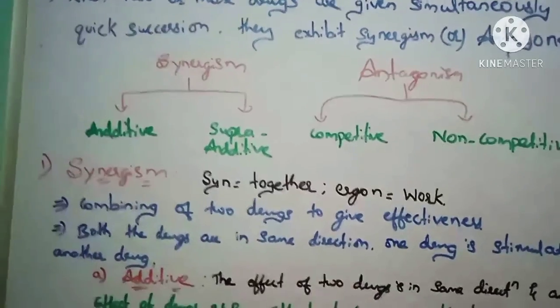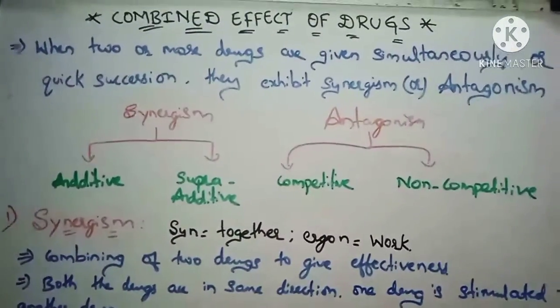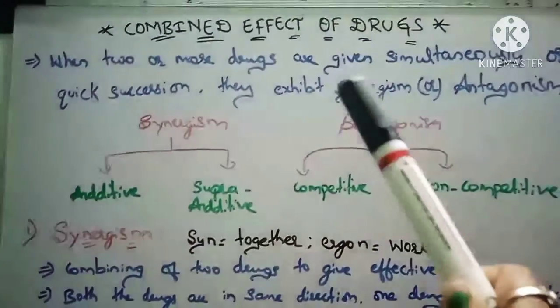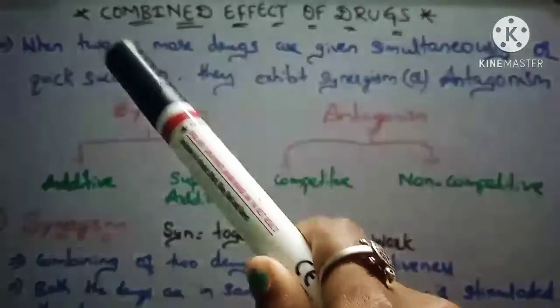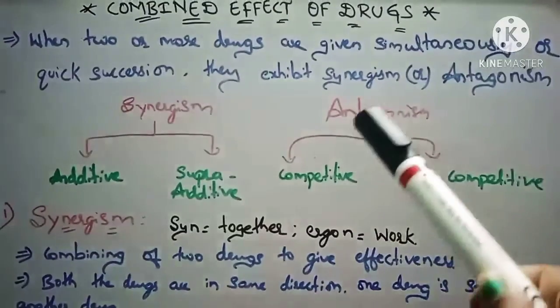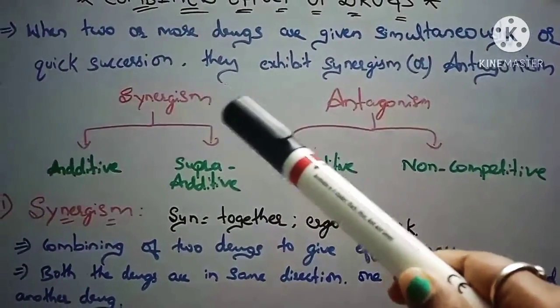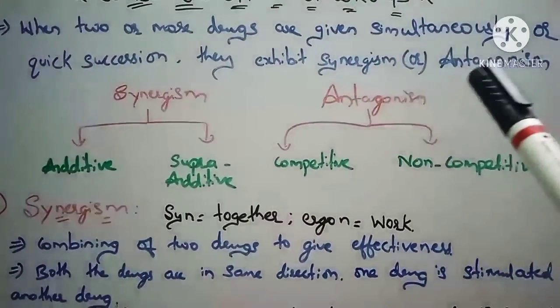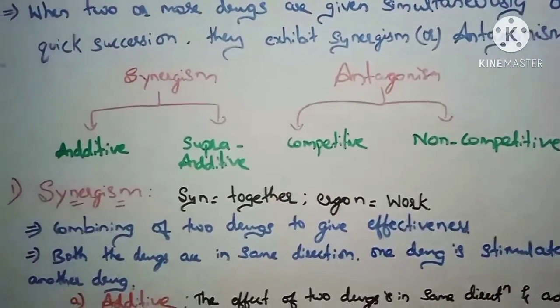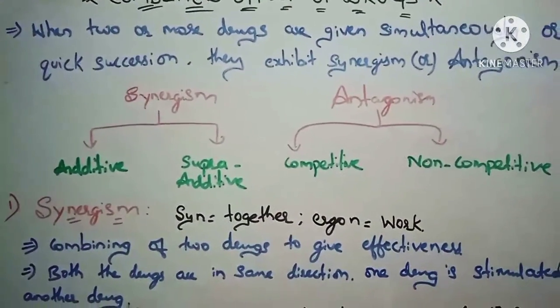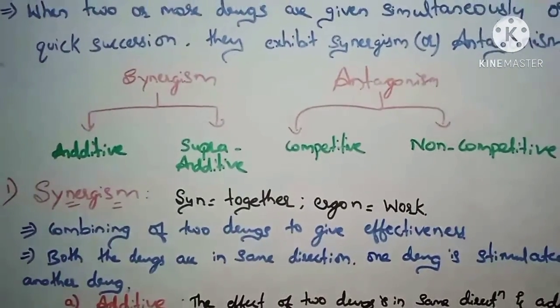Nothing but it shows the pharmacological action. This is known as the combined effect of drugs. Combined effect of drugs is when two or more drugs are given simultaneously or in quick succession, they exhibit synergism and antagonism. If two or more drugs are given simultaneously, that means at a time.